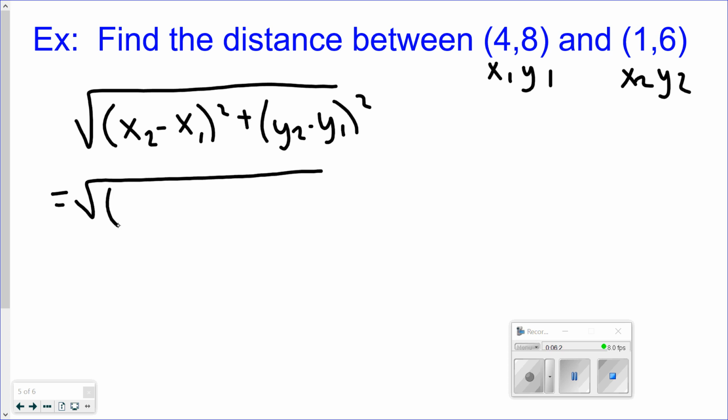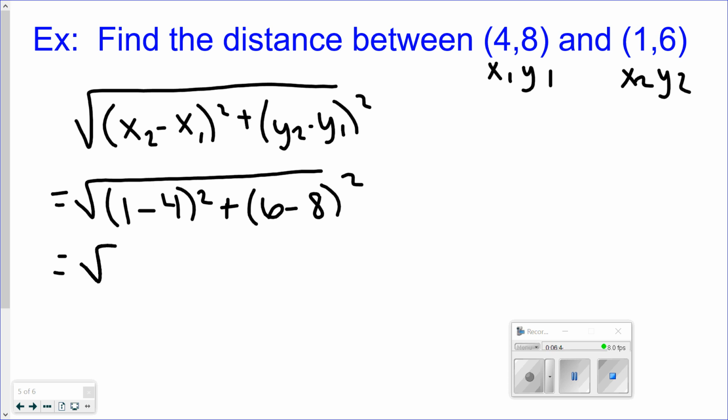So x2 is 1 minus x1, which is 4. I'm going to square that, plus y2 is 6 minus y1, which is 8, and I'm going to square that. Now I'm going to simplify everything inside the parentheses. So 1 minus 4 is a negative 3. I'm going to square that, plus 6 minus 8 is a negative 2. I'm going to square that.